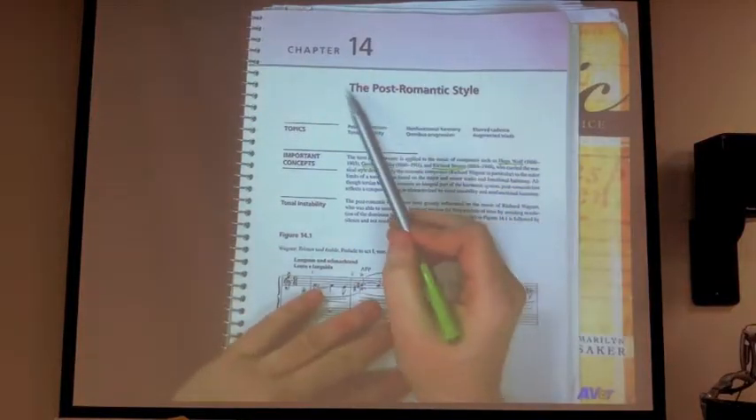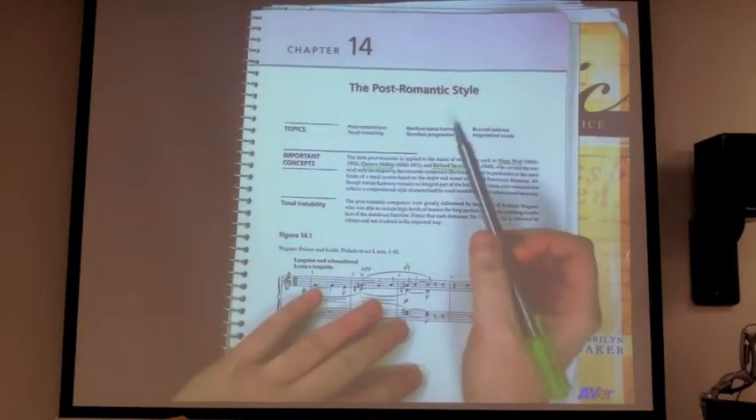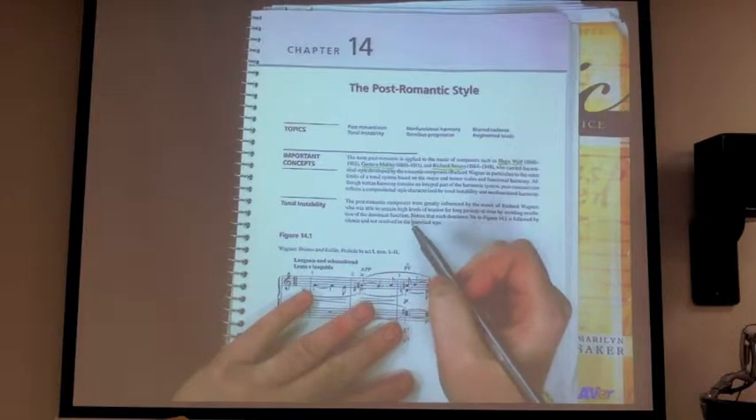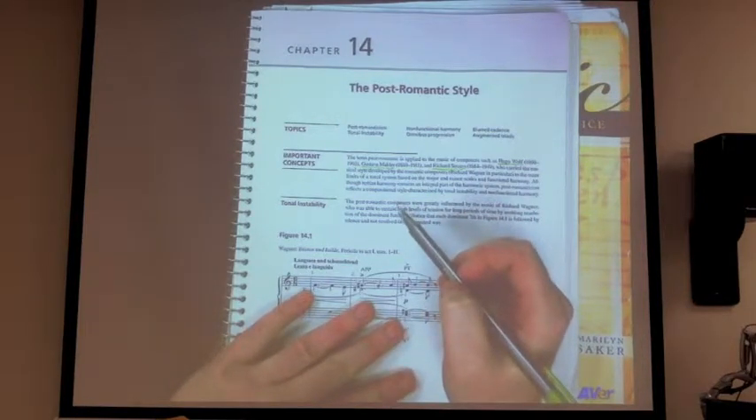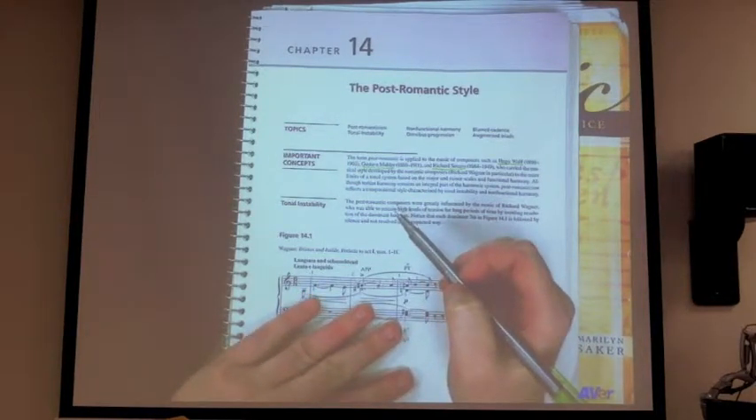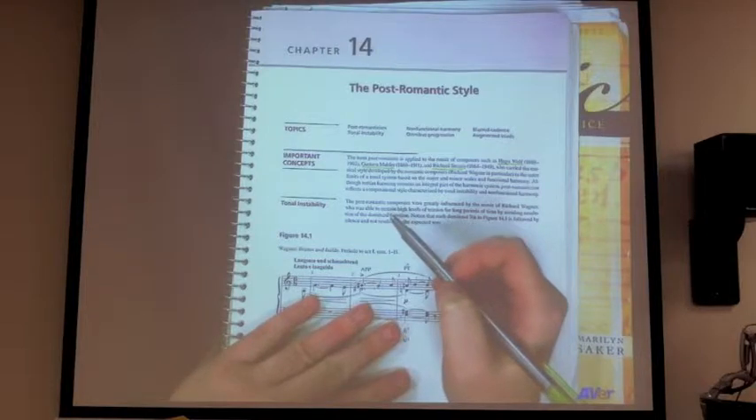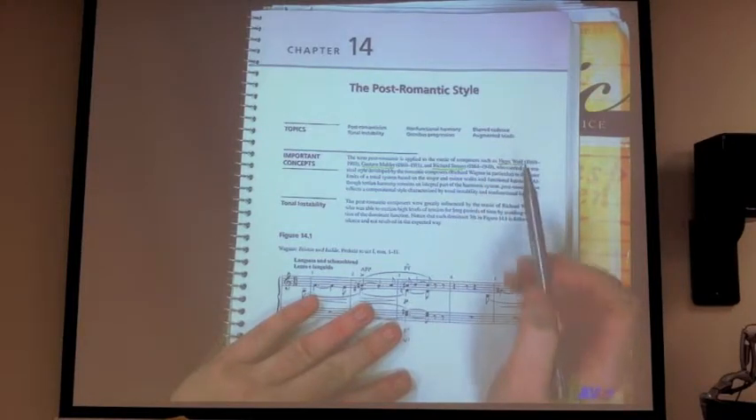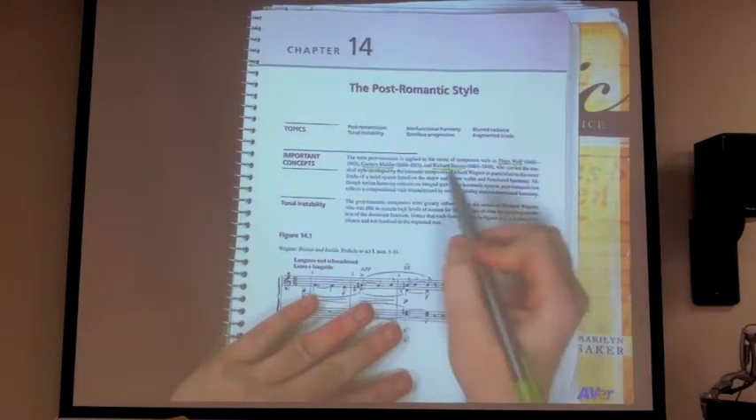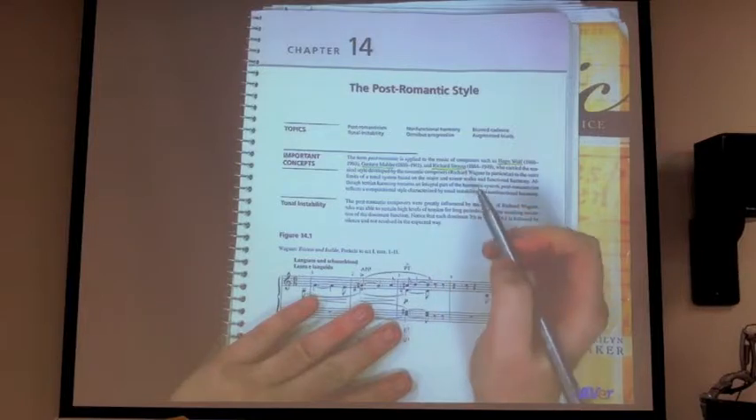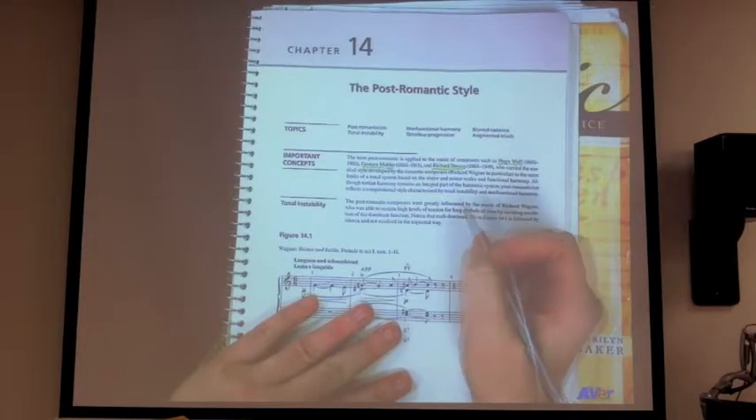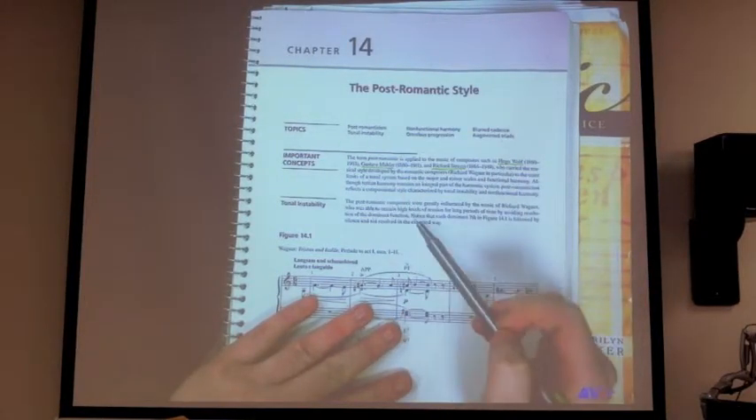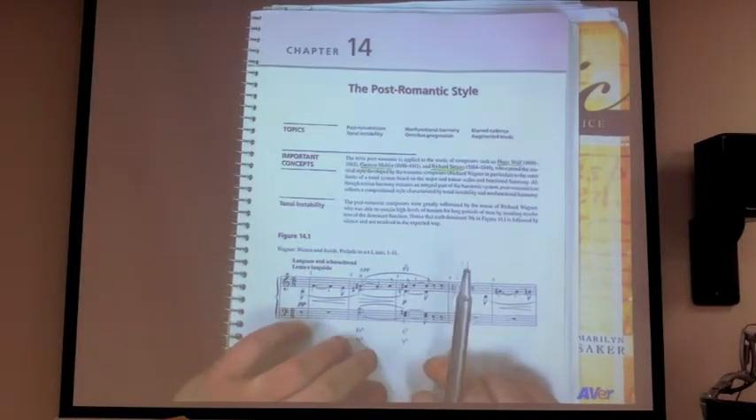So the post-romantic style really specifically refers to a few composers that were working in the very, very end of the 19th century and the very beginning of the 20th century, before World War I breaks out. And that is Hugo Wolf, Gustav Mahler, and Richard Strauss. So when you are analyzing a piece by one of these composers, keep this stuff in mind.